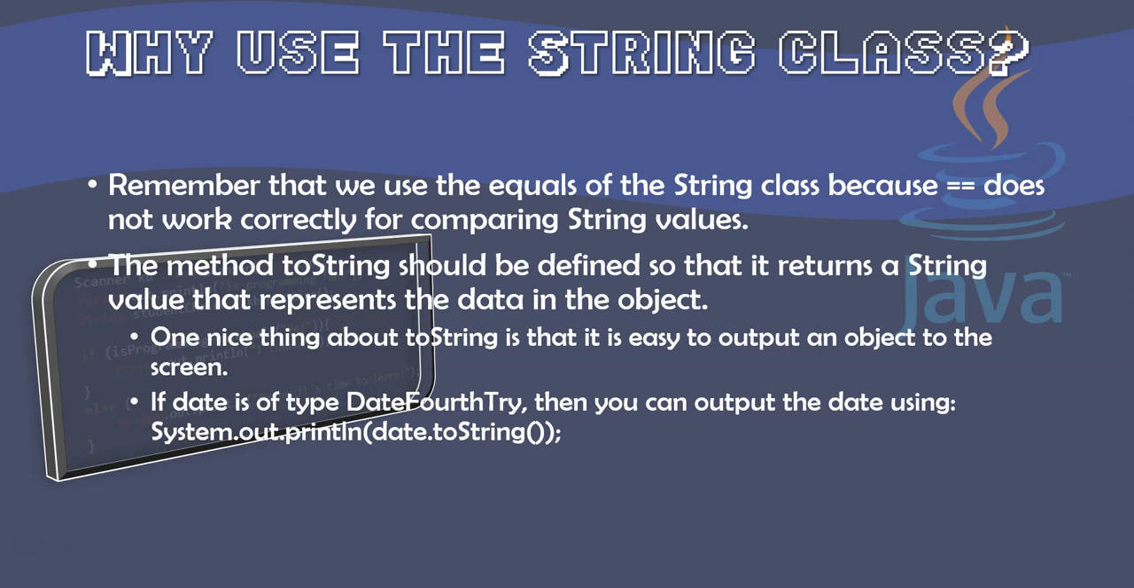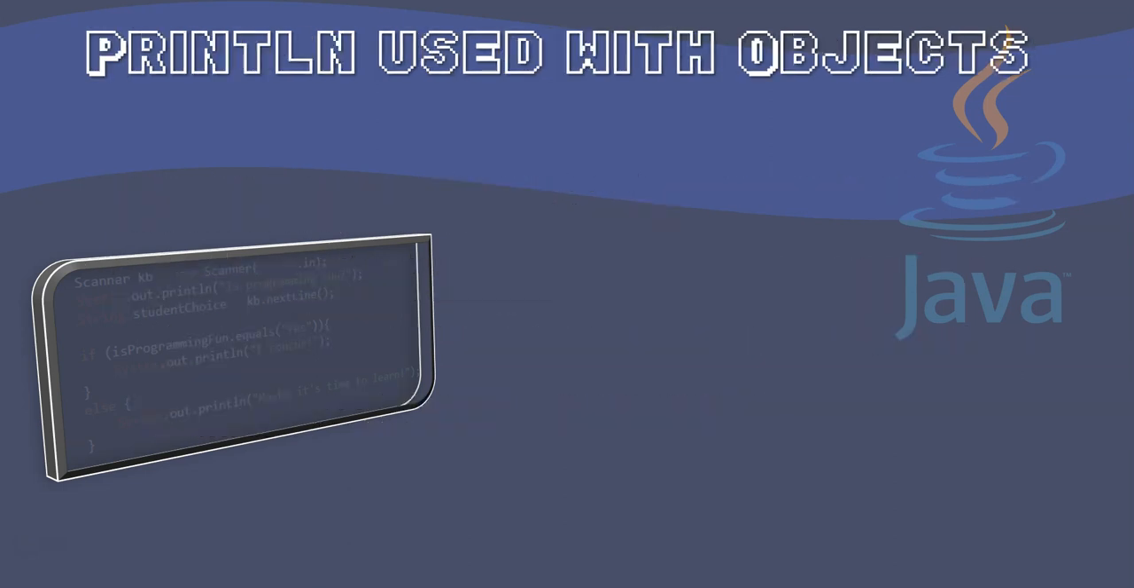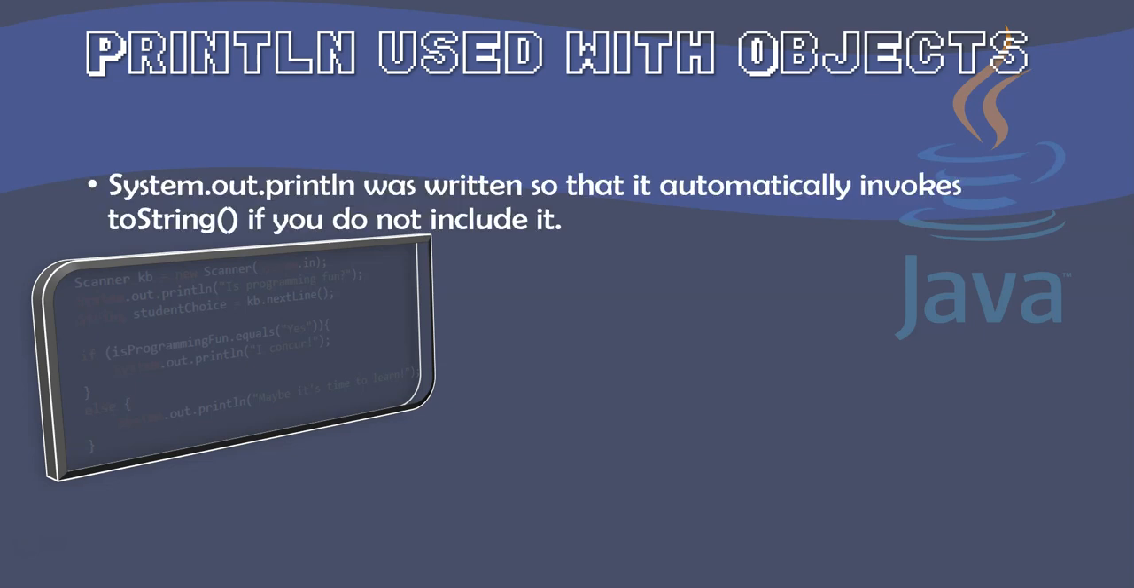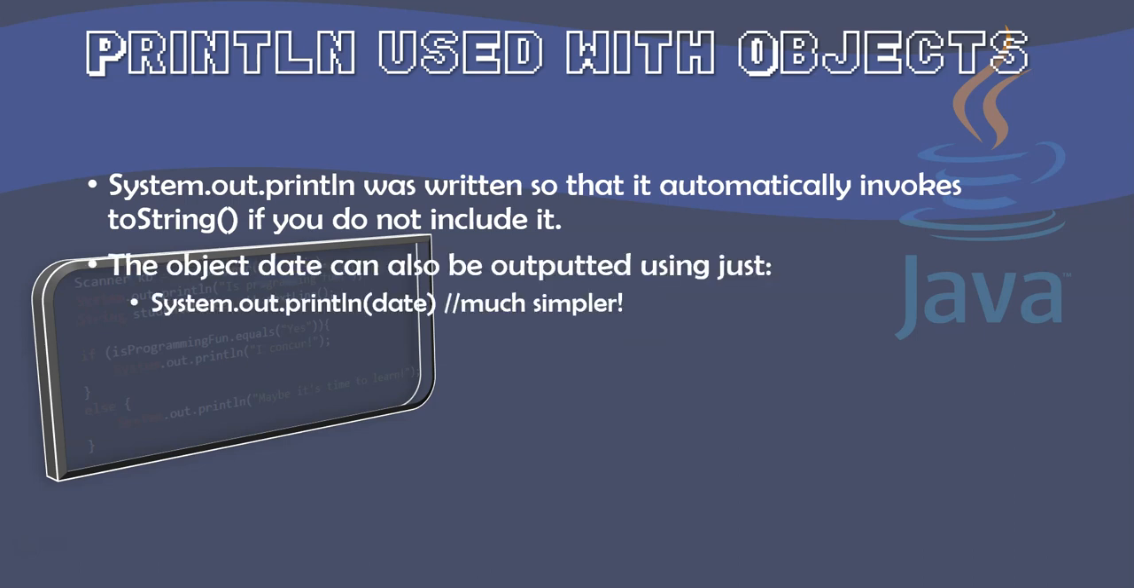Now, one nice thing about toString is that it's very easy to output an object to the screen. So if date is of type, let's say, Date4Try, then you can output the date using System.out.println(date.toString()). But what about that println statement? How does that get used with objects? Well, System.out.println was written so that it automatically invokes toString if you do not include it. An object date can be output using simply System.out.println(date). Very simple.